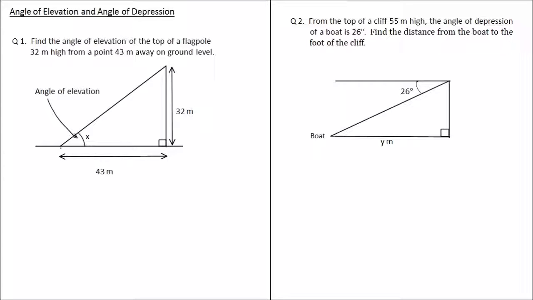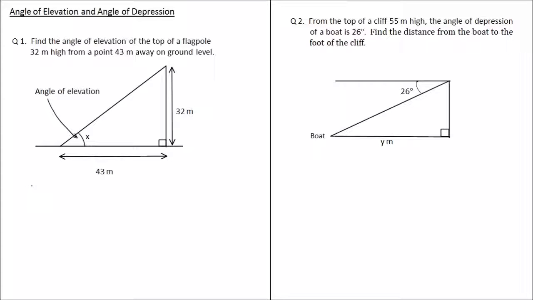So when you join the line from the eye of the observer to the top of the flagpole, this angle here is called the angle of elevation. So angle of elevation is the angle drawn from the ground up to the line of sight. Now to find this angle, we have to use tangent because we are given the opposite side and the adjacent side. So I call this angle x.